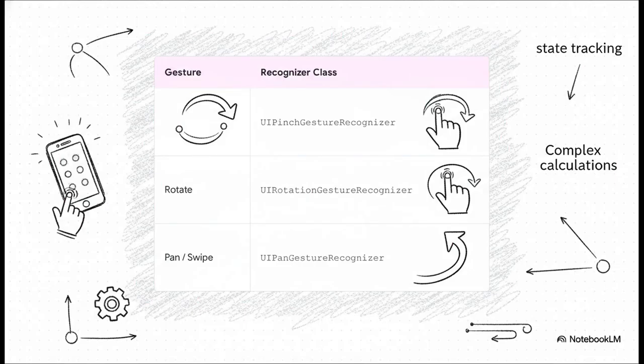And here's a quick little cheat sheet for you. If you need to detect a pinch to zoom, you just grab a UIPinchGestureRecognizer. For a 2-finger rotation, it's the UIRotationGestureRecognizer. These classes package up all of those complicated calculations and all the state tracking we just talked about into a simple, reusable object. It's super convenient.